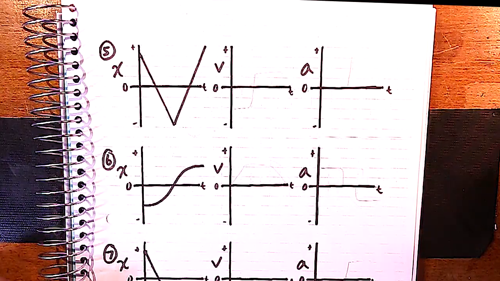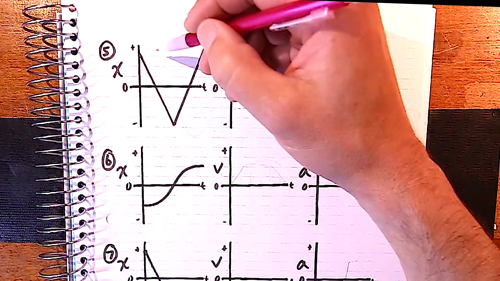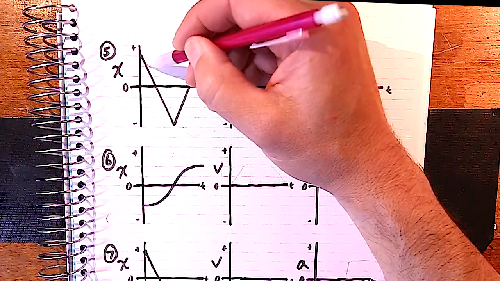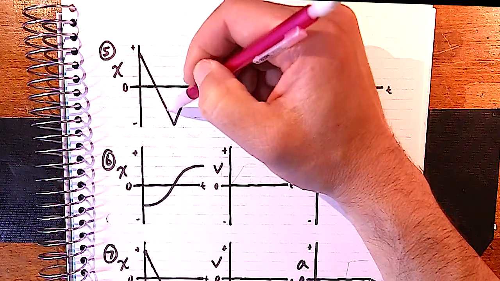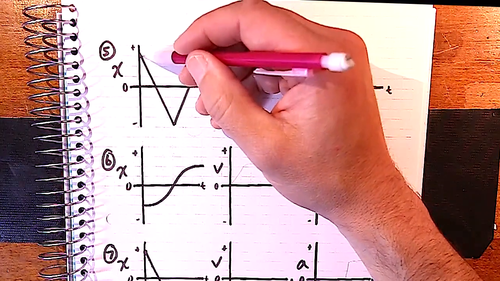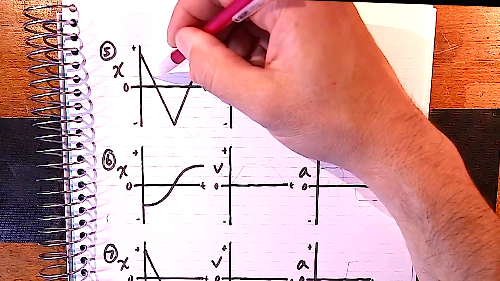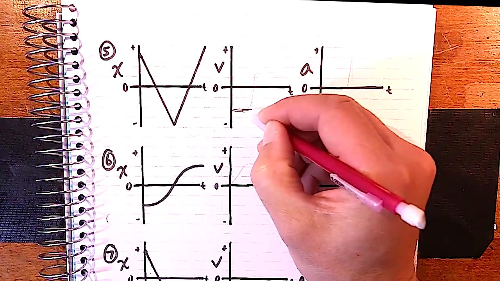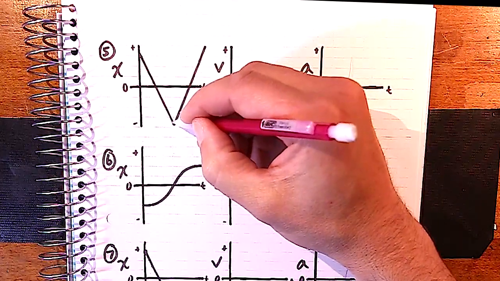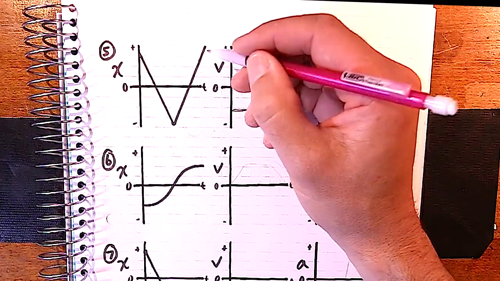Okay, this next one is technically impossible at this point, but I'll discuss that in a second. So we have a constant position change. So the slope of this line is negative, and it is constant. So our velocity is negative and constant. Now, at an instant in time, it becomes positive and constant.